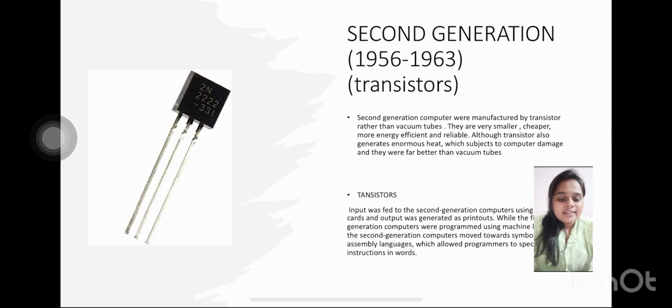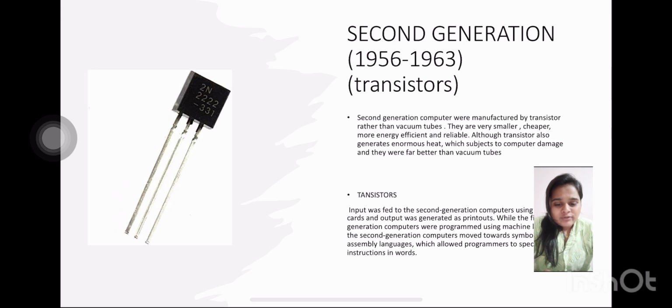Now the second generation, 1956 to 1963. This is about the transistor. Second generation computers were manufactured with transistors rather than vacuum tubes. They are very small, cheaper, more energy efficient, and more reliable. Although transistors also generate enormous heat, which can damage the computer, they are far better than vacuum tubes.